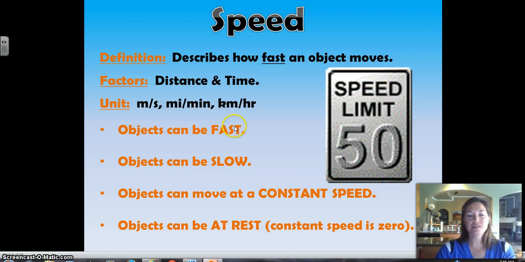And when we describe speed, objects can move fast, they can move slowly, they can be moving at a constant speed where their speed isn't changing, and they can also be at rest when their constant speed is 0.